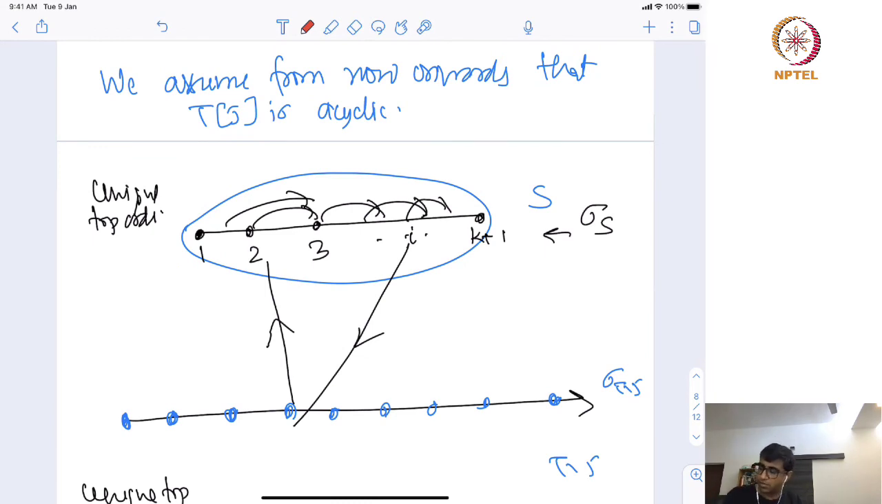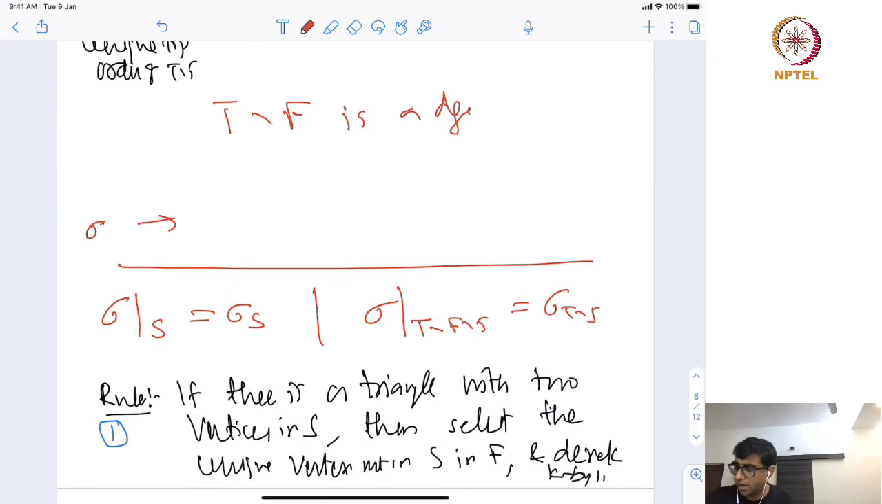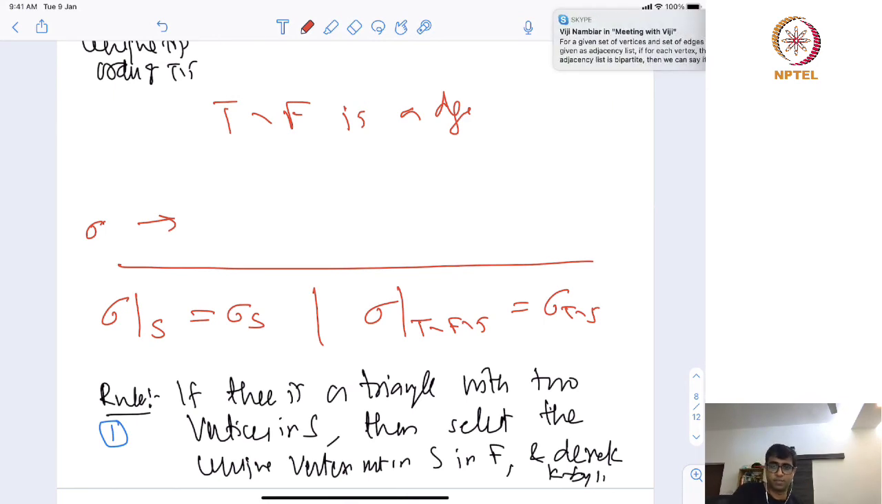And our main observation was that after we delete vertices, we are merging sigma S and sigma T minus S in a way such that their relative orderings are preserved and every arc goes from left to right. This is what we observed: if we look at the combined topological ordering after deleting F, then if I restrict myself to S, the topological ordering is preserved. If I restrict myself to T minus F minus S, it is preserved.